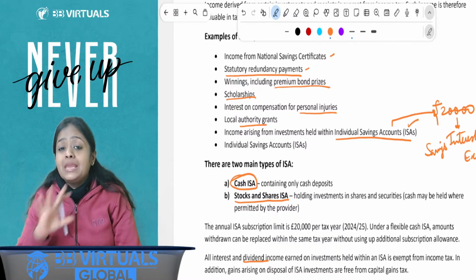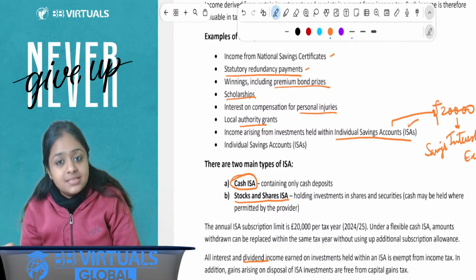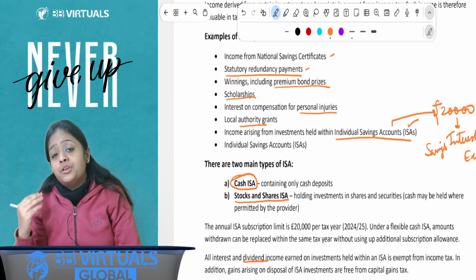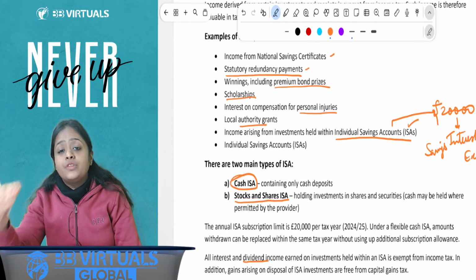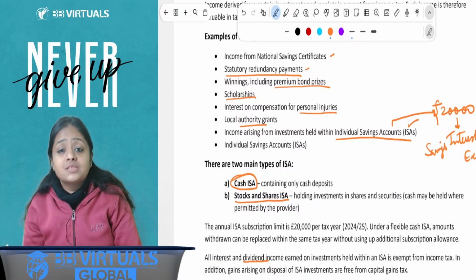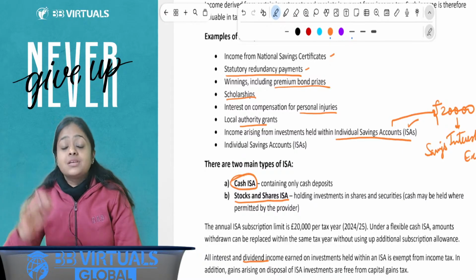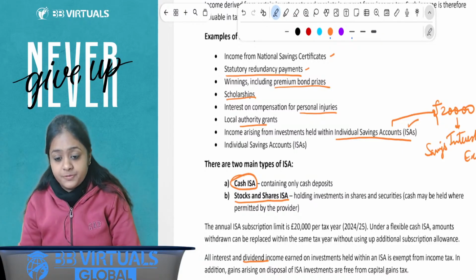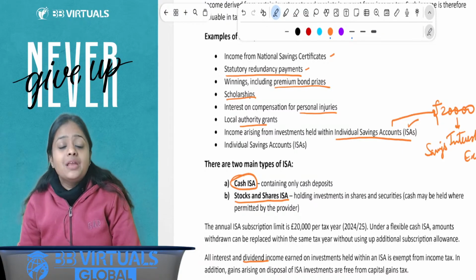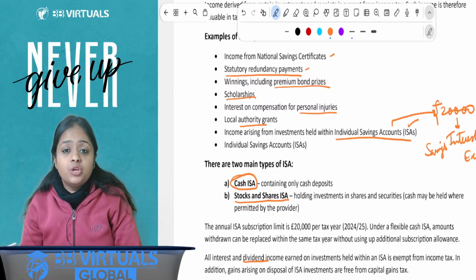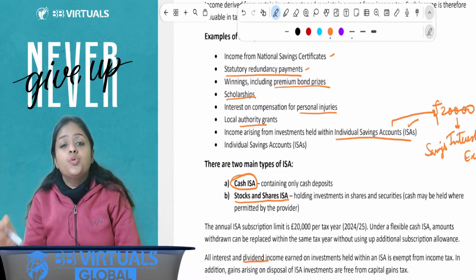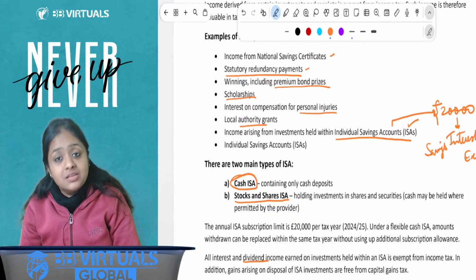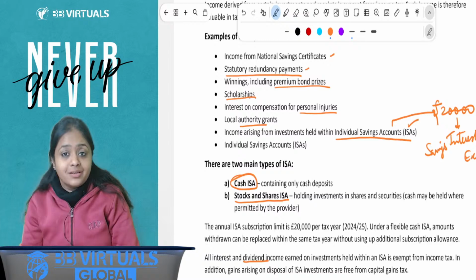So here you will not pay any taxes on savings income. You will not pay any taxes on the dividend income that you're receiving. You will not pay any taxes on the capital gain that you are earning on the sale of shares from a stocks and shares ISA. So it is a completely exempt account, and so it is very beneficial. Now, you can ask me, ma'am, what if we invest more than 20,000? The account will not allow you. Because the maximum cap is 20,000 a year. You cannot go beyond it.